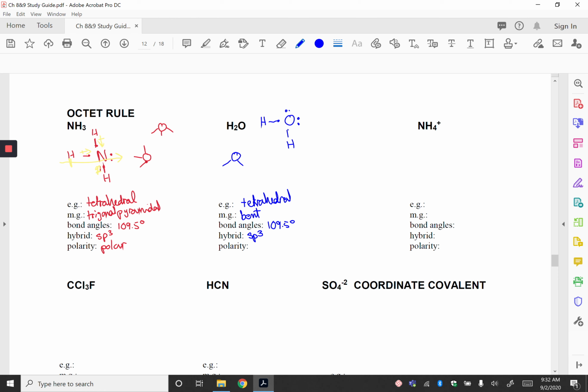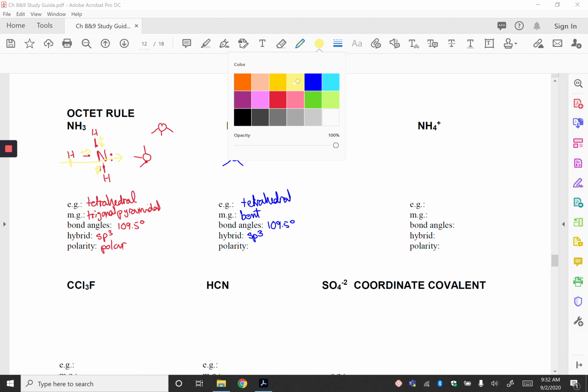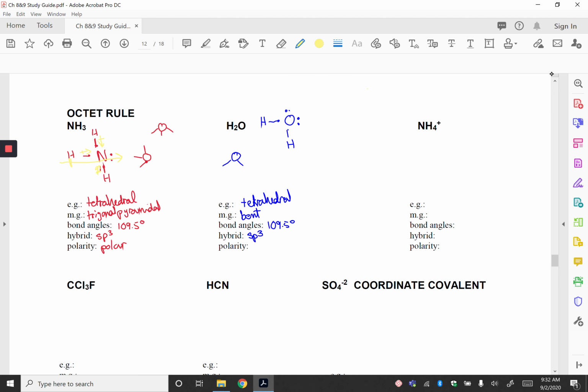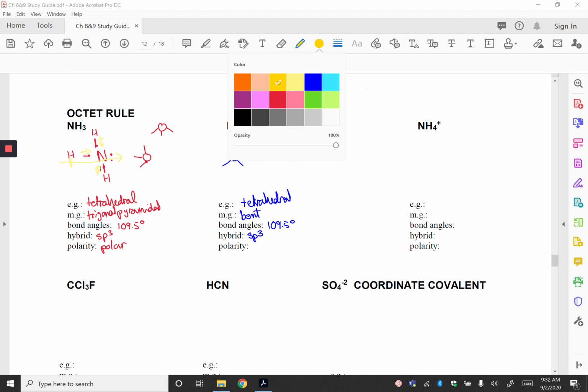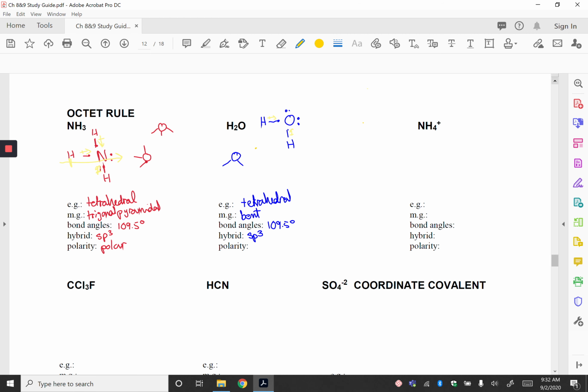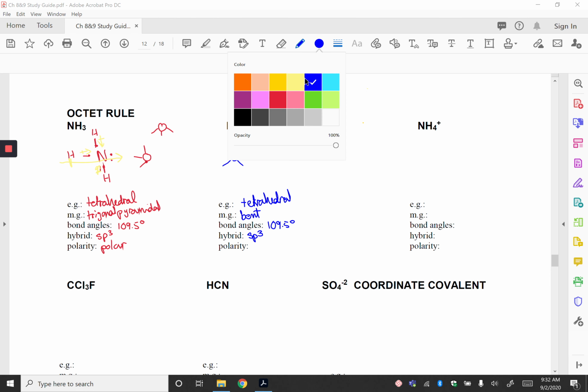And that is definitely polar. So if you draw the little arrows, there's 1, there's 1. So the net would be towards the oxygen. So it is polar.